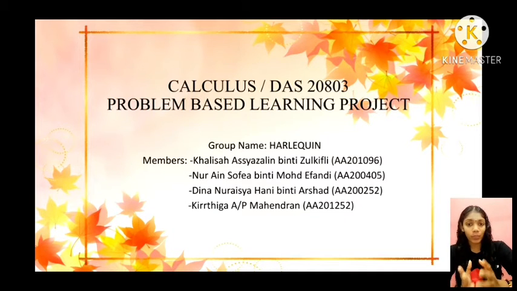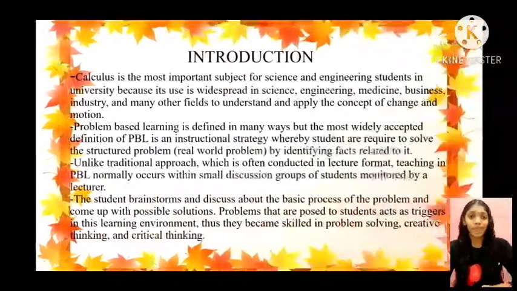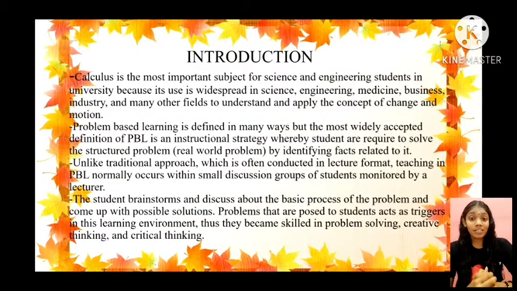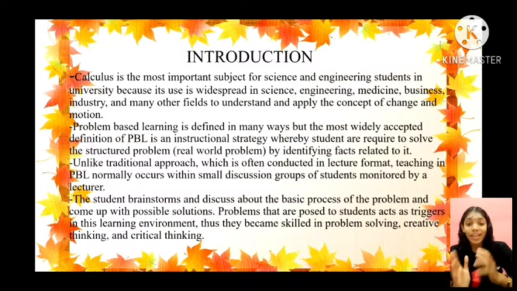But before I go ahead with that, I would like to give you a little introduction about calculus and what it has to do with problem-based learning. So what is calculus? Calculus is one of the most important subjects for science and engineering students in university because the use of it is widespread in science, medicine, engineering, business, industry, and many other fields to understand and apply the concept of change and motion.